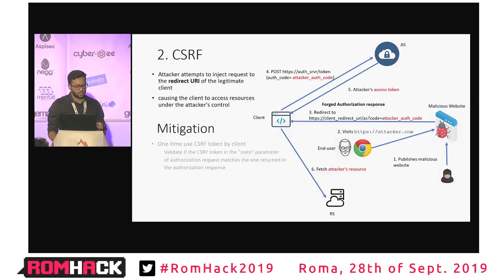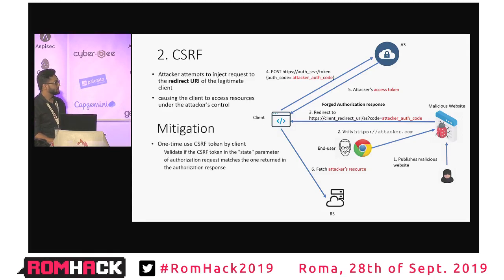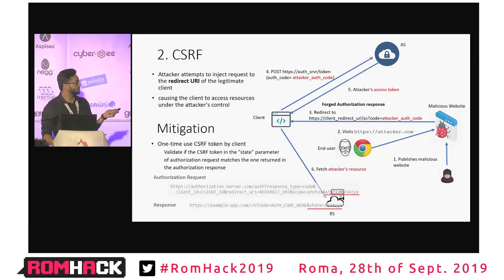So the mitigation is a very simple step, which is to add a CSRF token in the authorization request. The client needs to make this request and attach this parameter at the end. And in the response, the client expects the same value to be copied back. And if that's not true, then the authorization response is forged. If that is true, then the authorization response will go through, and the client can proceed with step number 4.